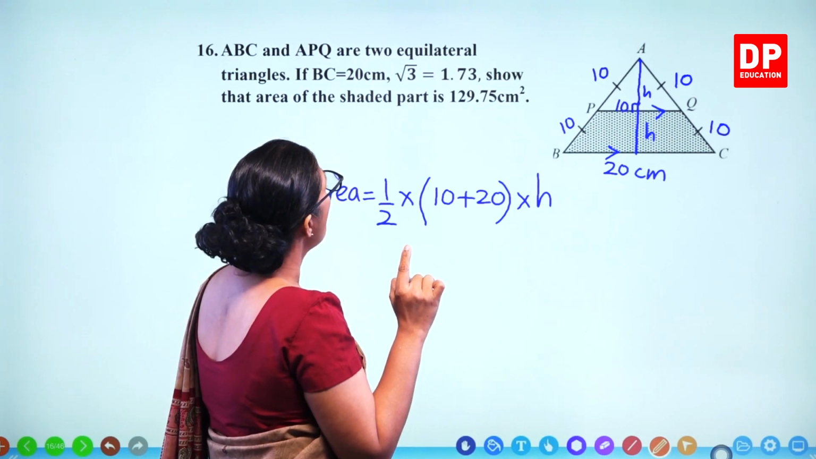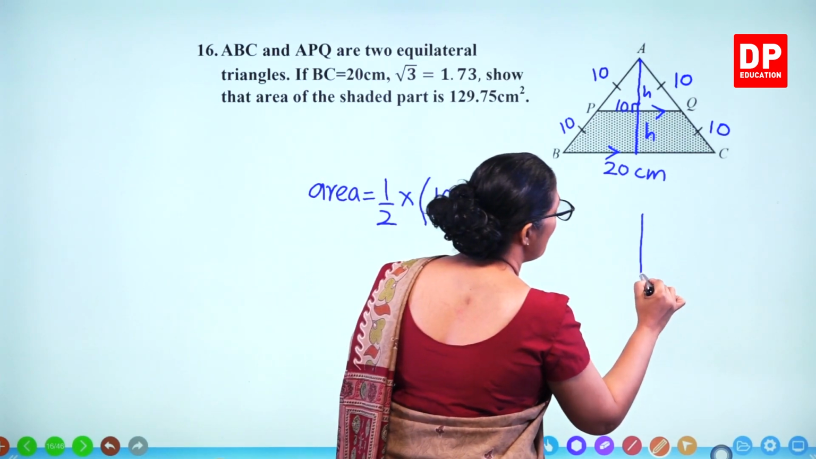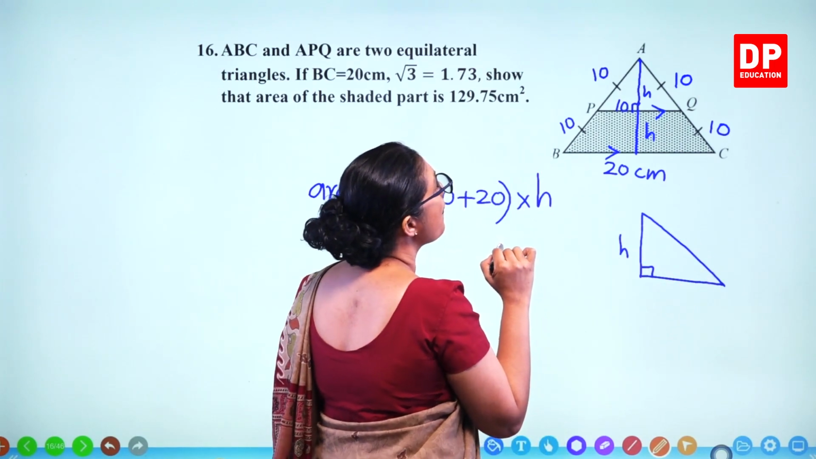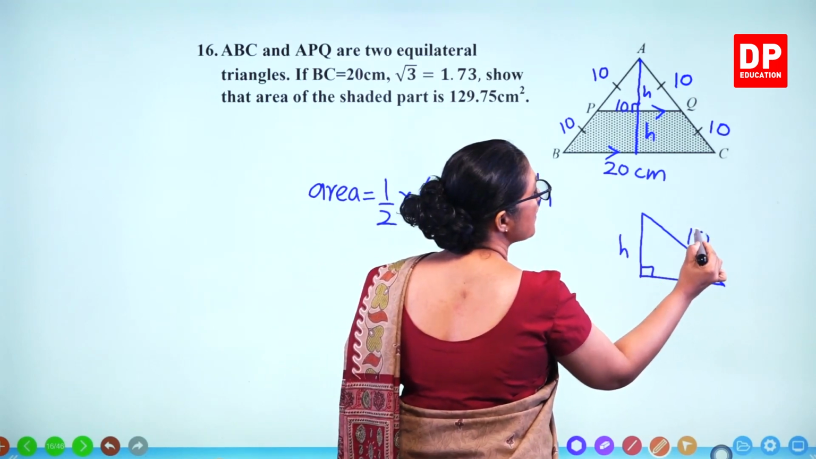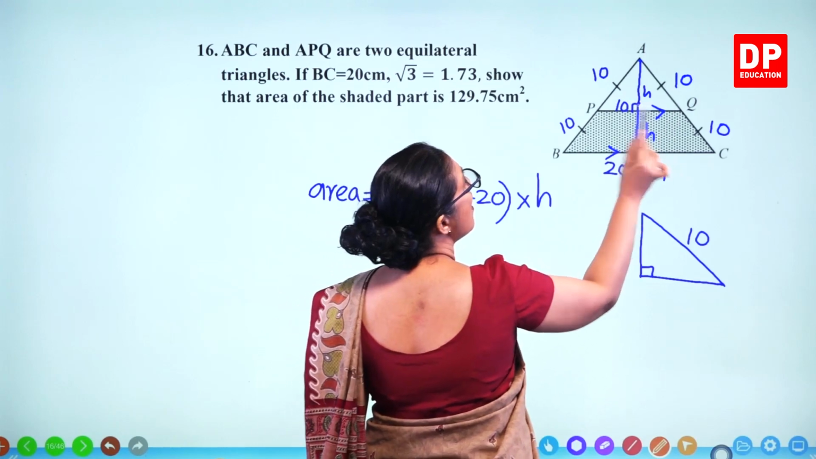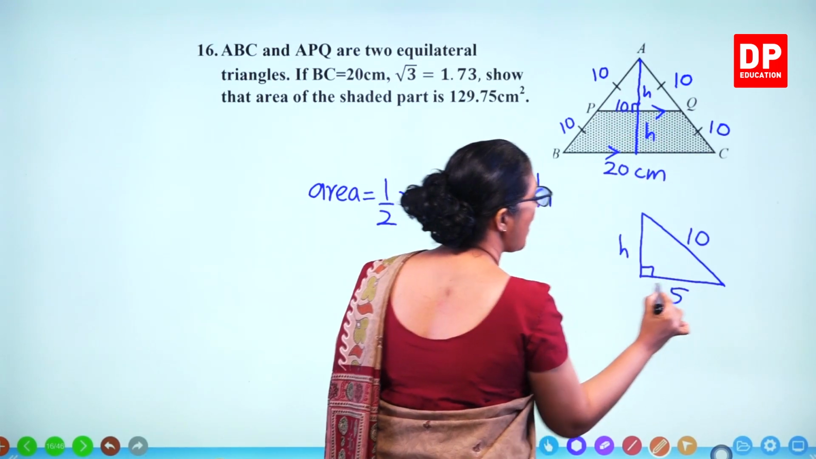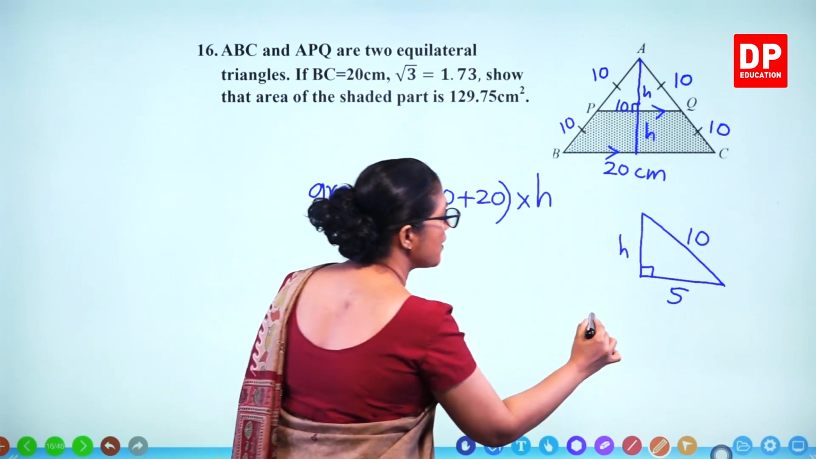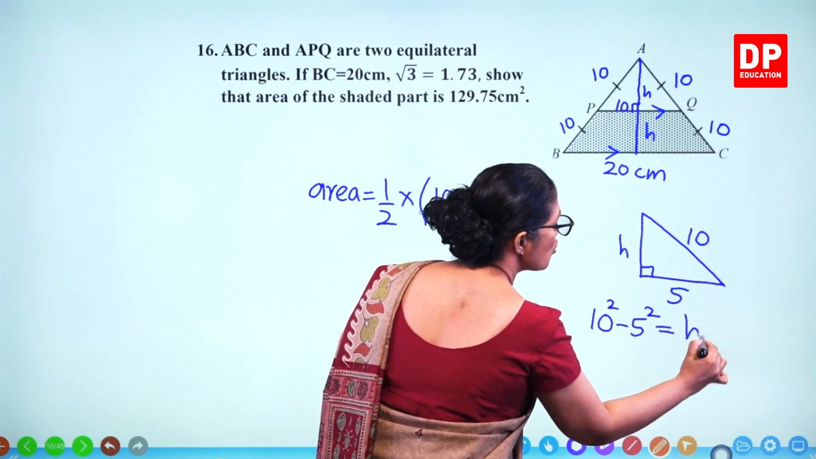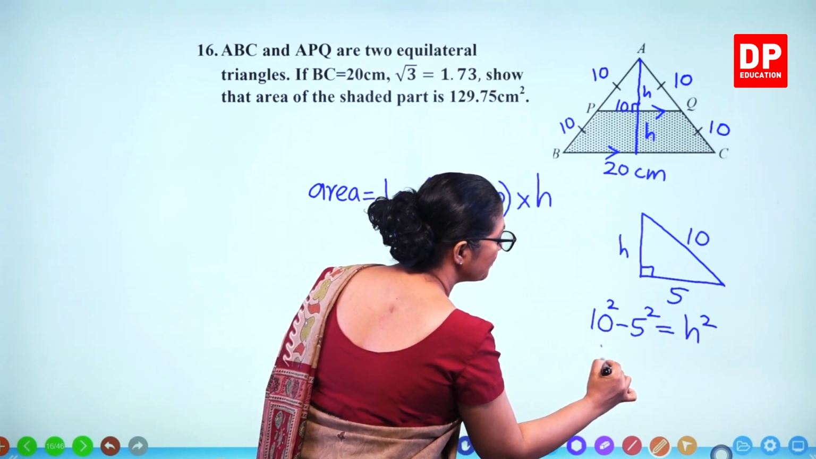So what is h? So we'll use Pythagoras Theorem. This is 10. So what is this one? This is divided exactly half. 10 divided by 2, that's 5. So according to Pythagoras, 10 squared minus 5 squared is h squared. So 100 minus 25.